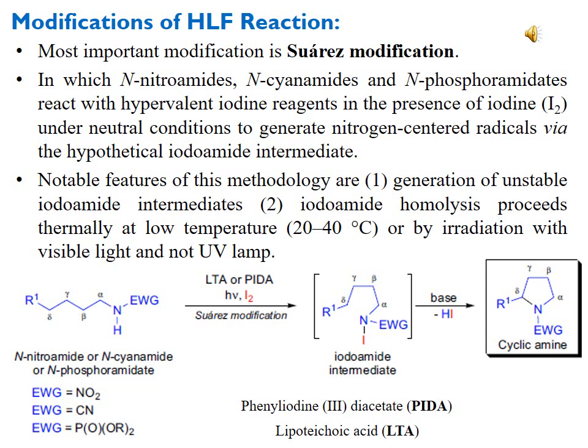The notable feature of this method is, number one, generation of an unstable iodoamide intermediate. Unstable iodoamide intermediate means there will be a fast conversion of this intermediate into the product side. Second, the iodoamide homolysis proceeds thermally at low temperature, about 20 to 40 degrees C, which is much lower as compared to the normal HLF reaction. Also by irradiation, but the irradiation is simple visible light instead of UV light, which has been used for the basic HLF reaction. So we get the final product of pyrrolidine here.